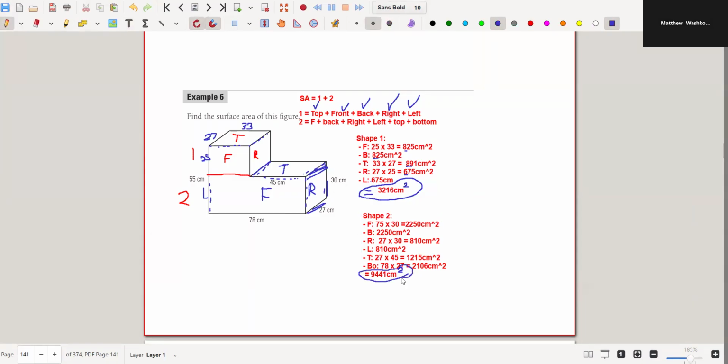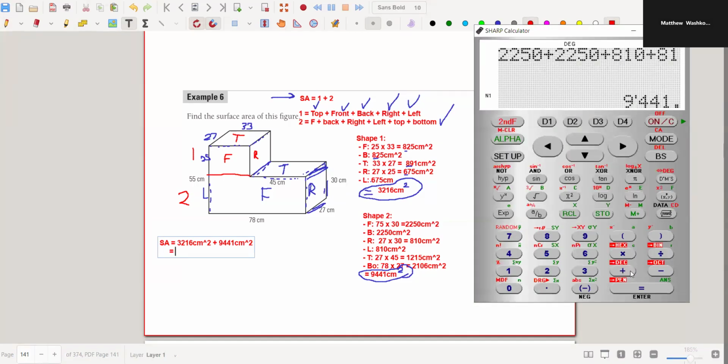Wow, it's been 5 or 10 minutes already. What was the question? It wants you to find the surface area of the surface. So I have shape 1 and shape 2 done, right? So go back to your original equation. The surface area is equal to shape 1, which is 3,216 centimeters squared, plus shape 2, which was 9,441 centimeters squared. If you add those up, you should get 12,657.